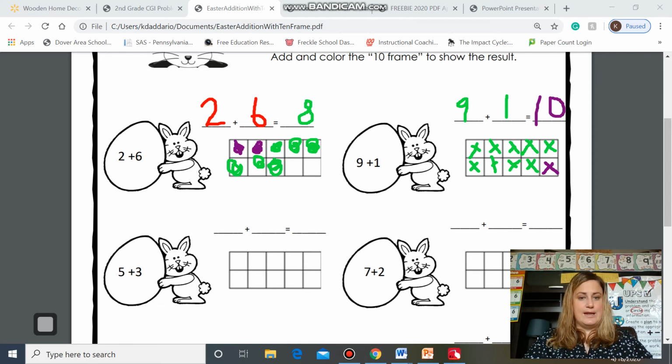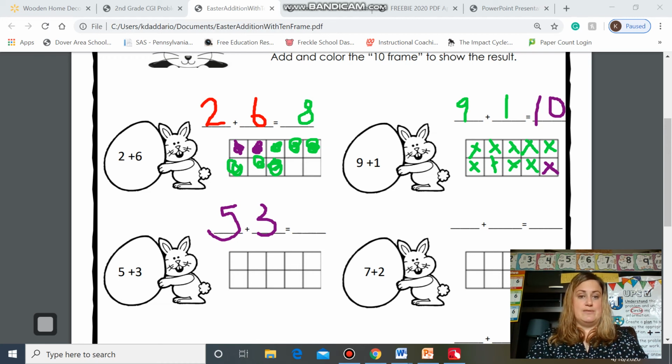All right, go ahead. If you have paper or something to write with, I want you to try this one. If you don't want to draw a 10 frame, that's completely fine. You can draw a picture. So I want you to write the equation 5 plus sign 3, and you can go along with me. So I'm going to fill in my 10 frame. You can just do circles.